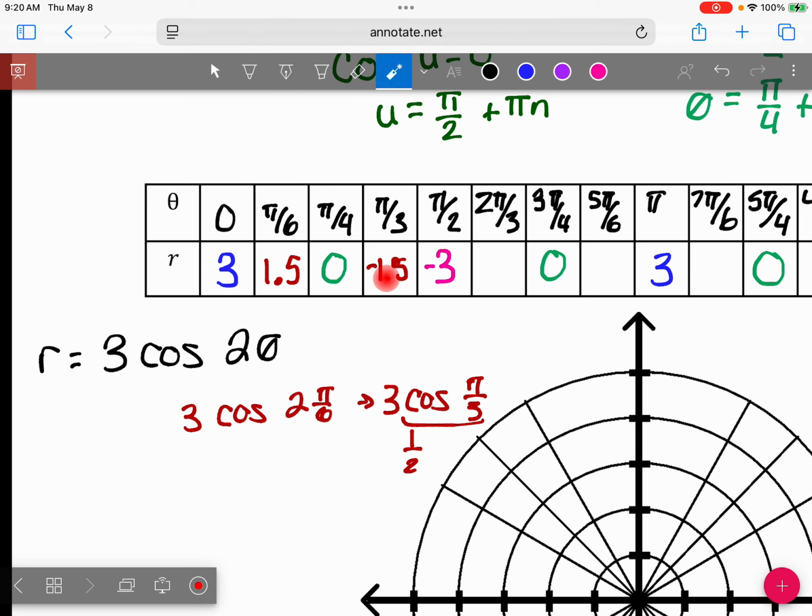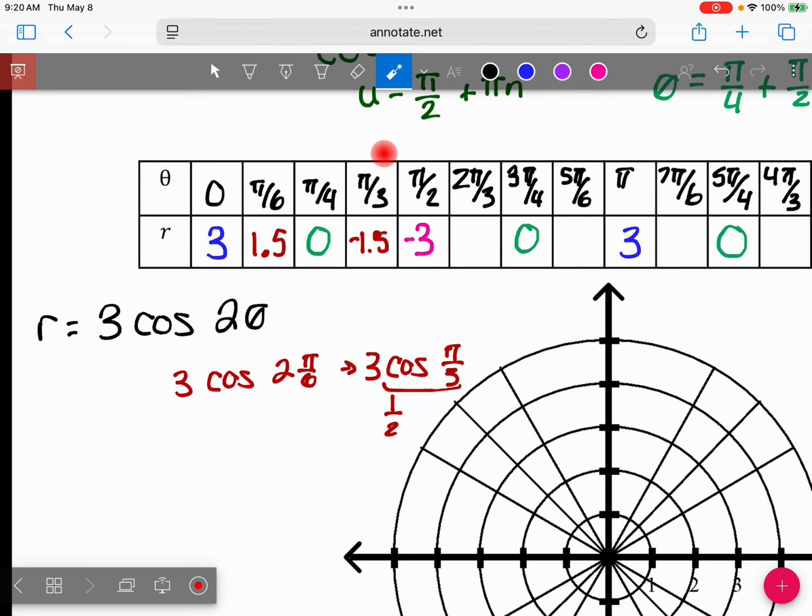So I was going to say we're going to keep going through them. So with our pi over 3, that was giving us cosine of 2 pi over 3. Cosine of 2 pi over 3 is also a unit circle value. That is our negative 1/2. So we need our 3 times the negative 1/2. So when we do 2 times 2 pi over 3, that is 4 pi over 3. Cosine of 4 pi over 3 is also negative 1/2. So we're still on our negative 1.5 here.